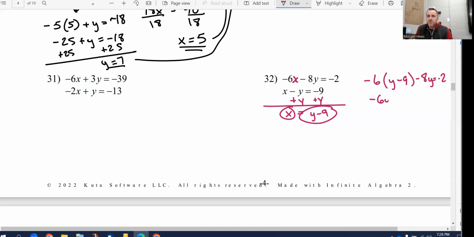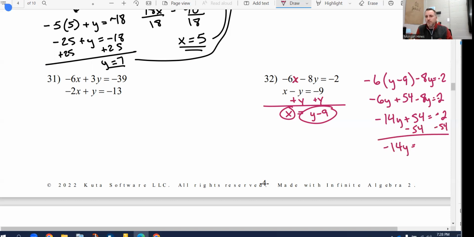We get negative 6y plus 54 minus 8y equals 2. That's negative 14y plus 54 equals negative 2. We can subtract 54 from both sides. So now we're in the solving phase. Negative 14y equals negative 56. And then we divide by negative 14, and that is y equals 4. That's half of our solution.